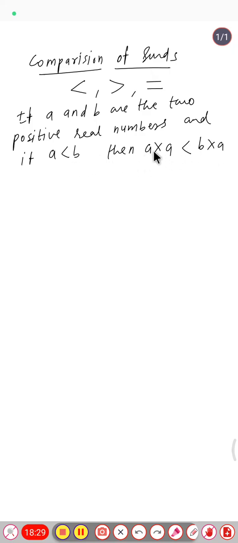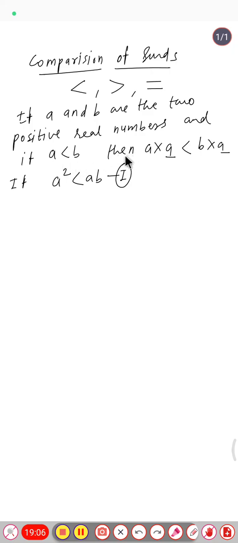Similarly, if we take A into A, that is nothing but a square, which is less than AB. That means we give this equation number 1. Similarly, if we take AB, what we have to do in the next step: in the first case we multiply by A on both sides. Now in the second case, we have to multiply this term by both numbers.